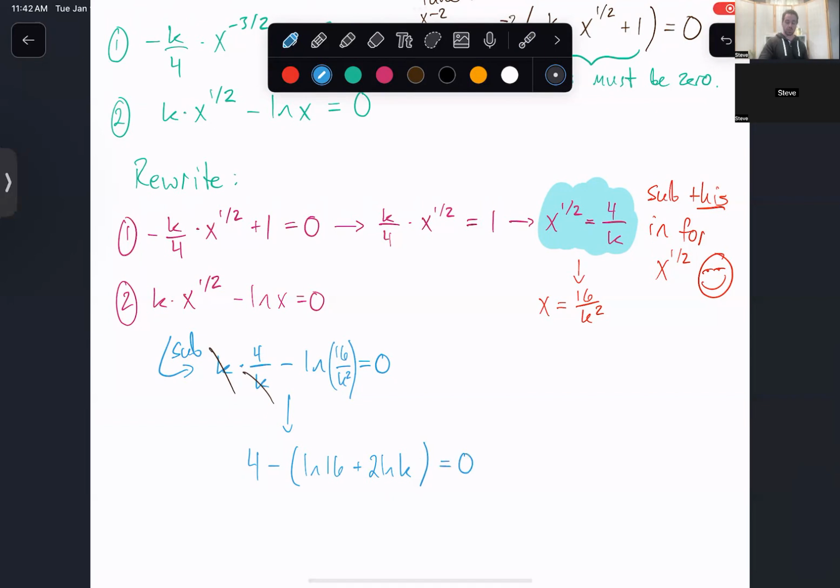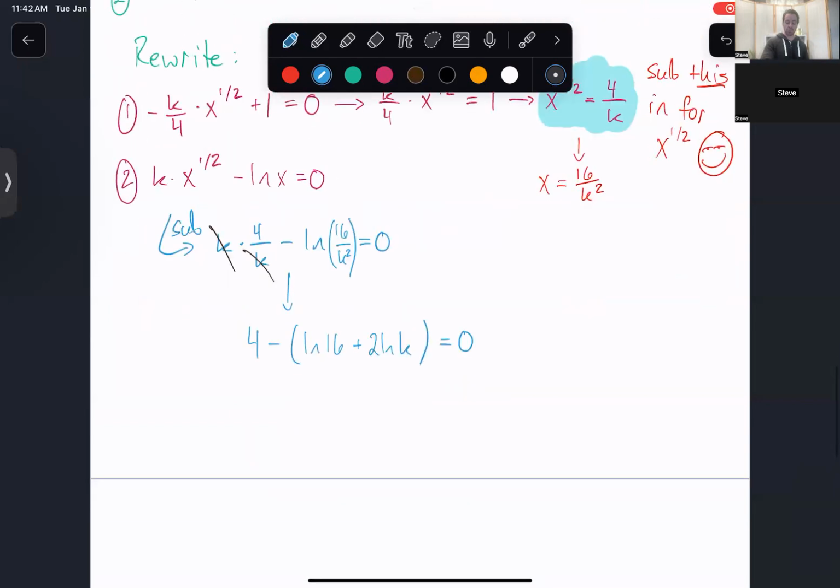This equals 0. The minus sign goes through the parentheses, and then I'm going to rearrange as well to get 2 ln k, which is negative, by itself on the other side. And on the right side, there's going to be the negative ln 16. I'm going to add that to both sides, so that'll be positive. And then this gets subtracted from both sides, so that's negative.